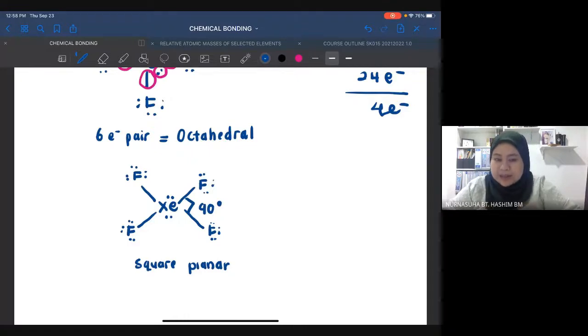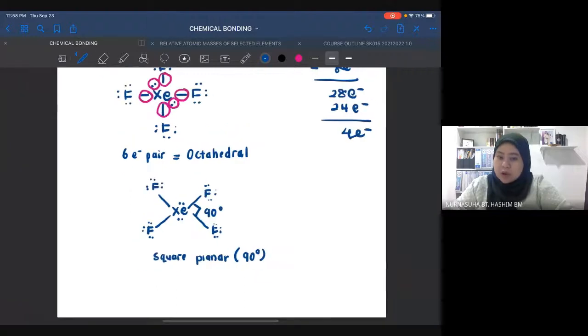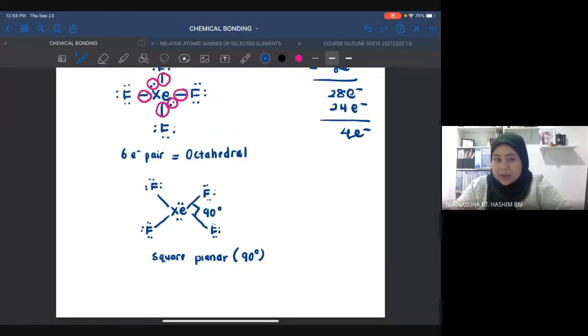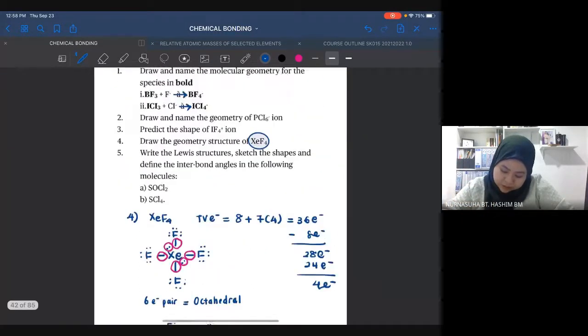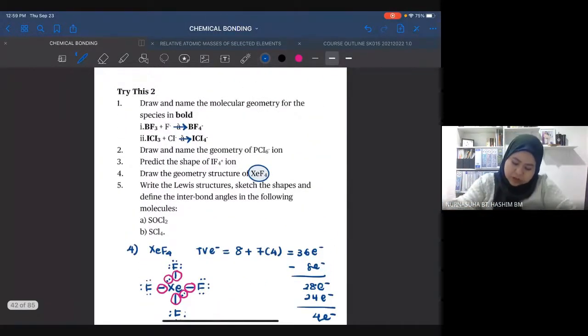Kenapa bukan less than 90 degree? Sebab you ada satu lone pair kat atas, satu lone pair dekat bawah. So nanti dia akan cancel out. Okay, hari Isnin nanti Madam akan explain kenapa. So basically for square planar, the bond angle is 90 degree. Okay, so that's how we draw molecular geometry based on the Lewis structure given. Okay, so try to do on this one also. Madam akan discuss on Monday.